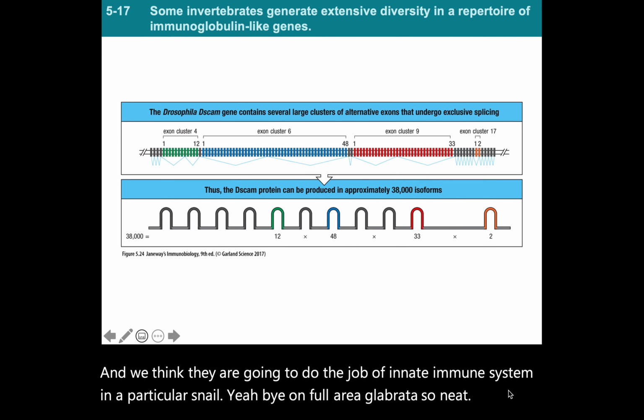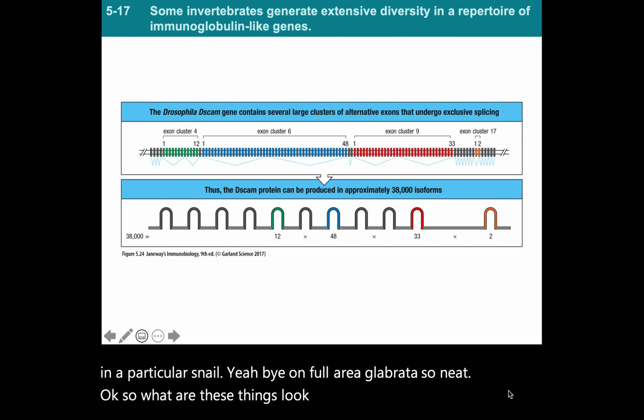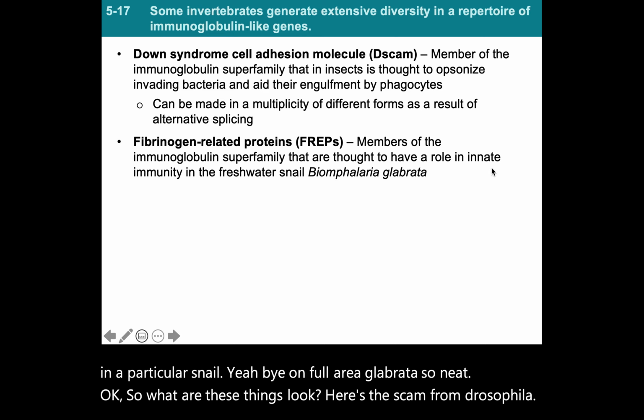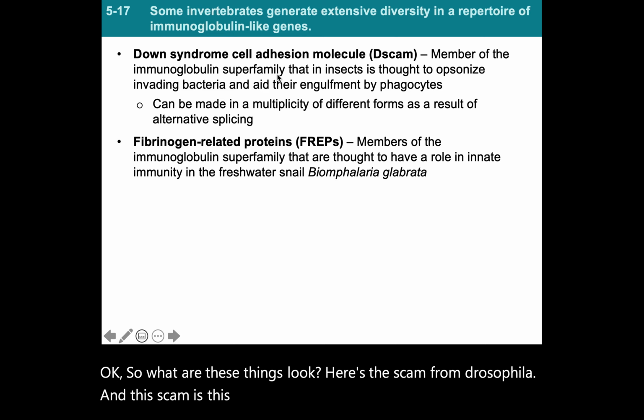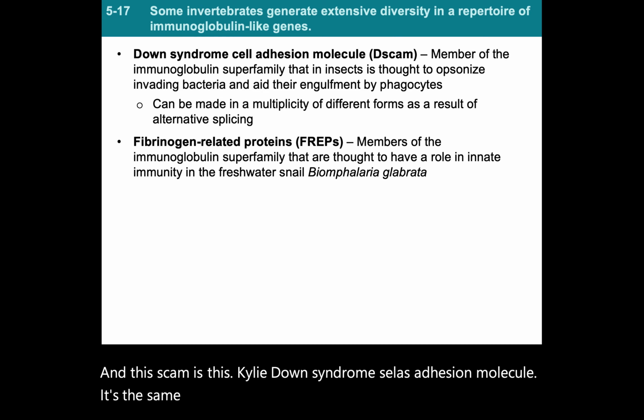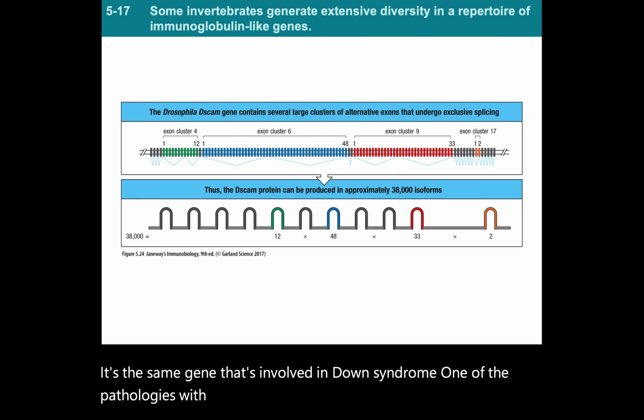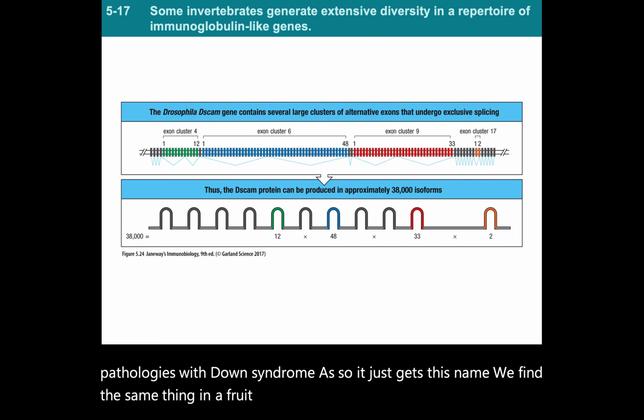Okay, so what do these things look like? Well, here's DSCAM from Drosophila. DSCAM is the Down syndrome cell adhesion molecule. It's the same gene that's involved in Down syndrome, one of the pathologies of Down syndrome, so it just gets this name. When we find the same thing in a fruit fly, then we call it the same name, if it's close enough.